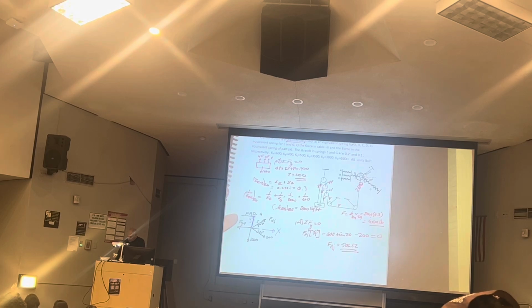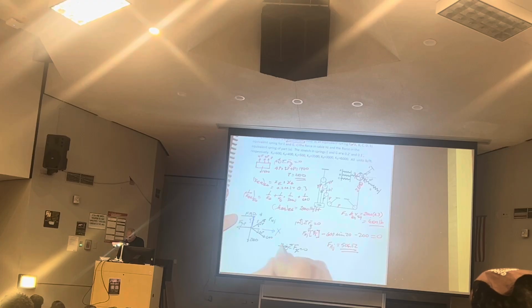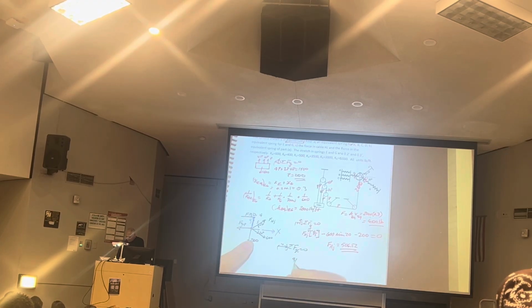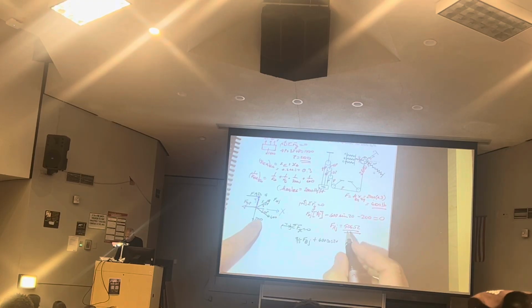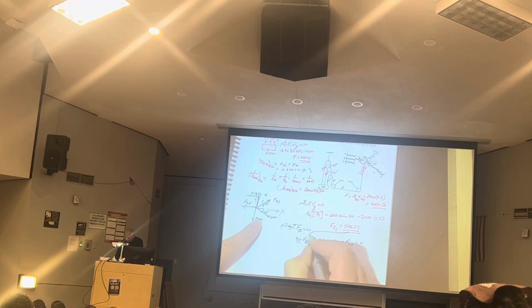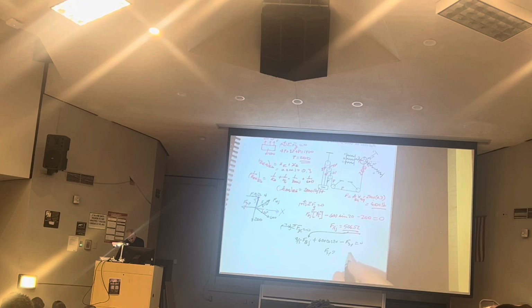All right. Sum forces in the X equals 0, positive to the right: 3/5 FHJ plus 600 cosine 20 minus FSP equals 0. Take this, dump it into here. FSP is equal to 867.73.